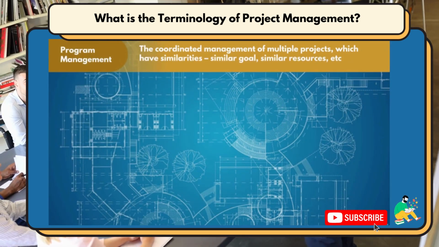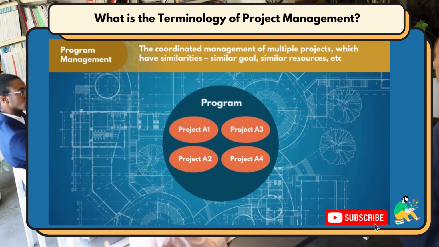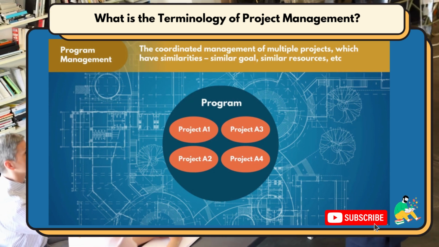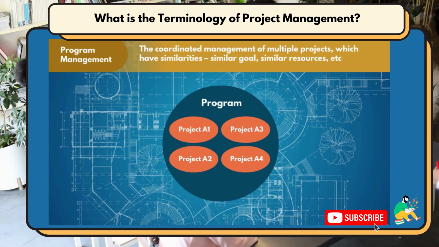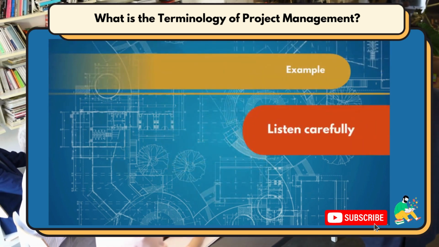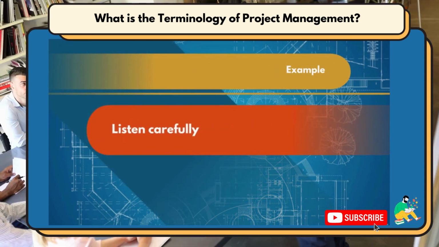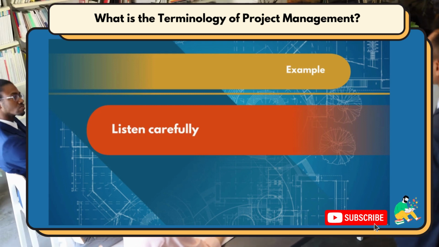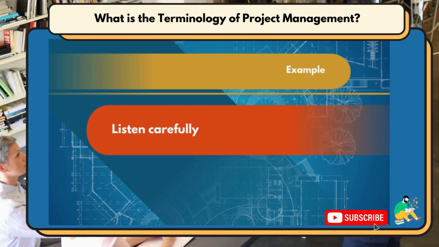Program management is the coordinated management of multiple projects which have similarities, similar goal, similar resources, etc. By managing them as a program, the organization gains advantages by realizing efficiencies and synergies. For example, if your company wants to implement a similar software in European branches and each country needs a separate project, it would be efficient to manage it in a program. The project managers can be helping each other.